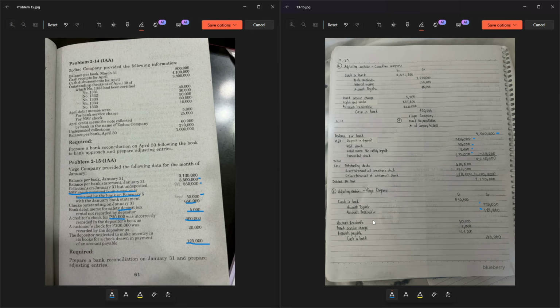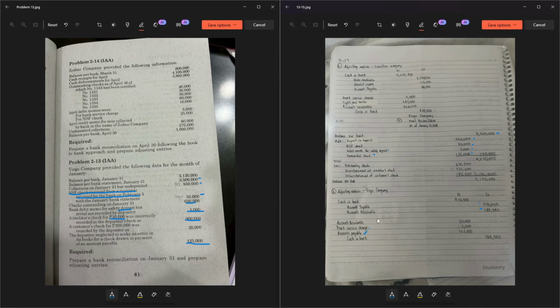Wait, let's read the entry first. Accounts receivable, 50,000. Bank service charge of 5,000. Accounts payable of 125,000. And cash in bank is total, which is 180,000. So, the 125,000 here came from the unrecorded check. Kasi, if hindi mo ma-record yung check na need mo i-pay, you will still have the liability. So, in order to recognize that liability, na na-reconcile naman dito, put the adjusting entry here na may accounts payable ka na 125,000.